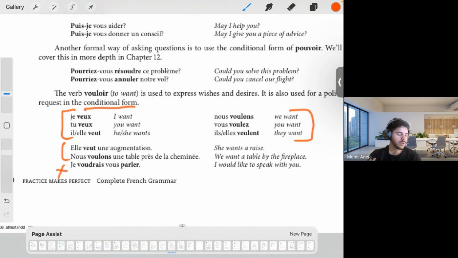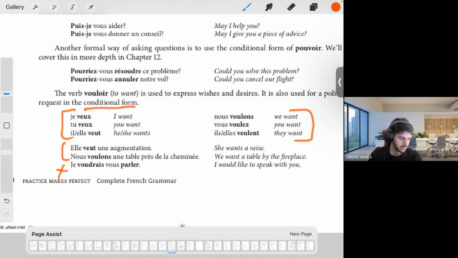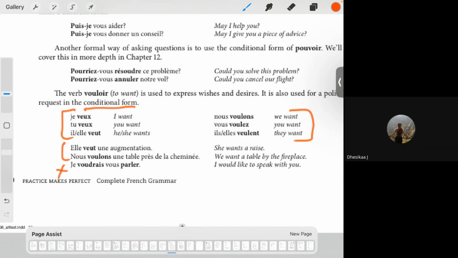So can you read these conjugations? I think you read it right already. So, pouvoir aider, vouloir aider. Please, yeah, please read these as well. Je veux, tu veux, il veut, elle veut, nous voulons, vous voulez, il veut, elle veut.